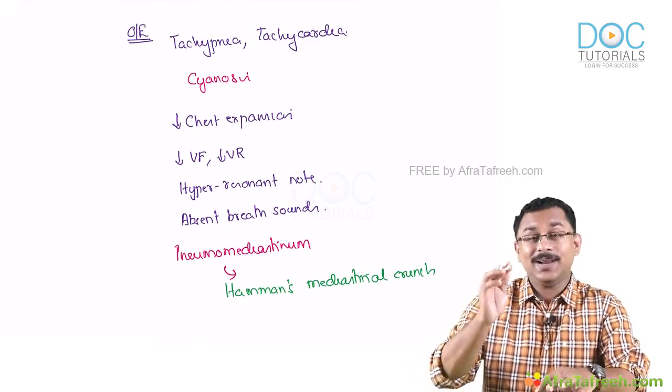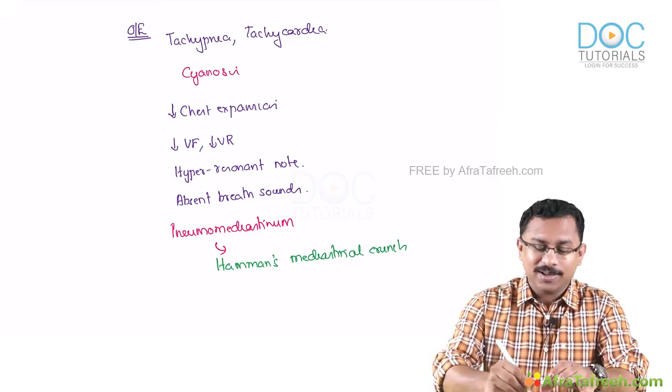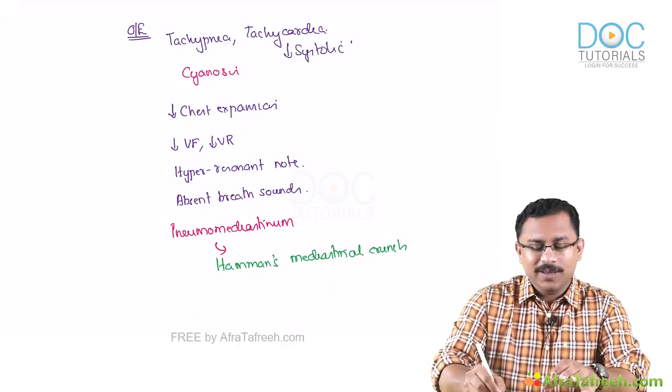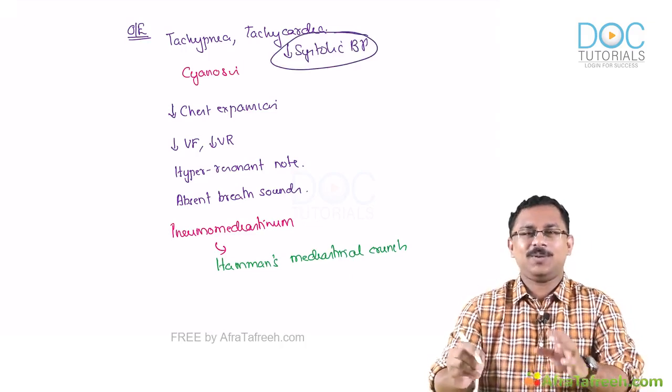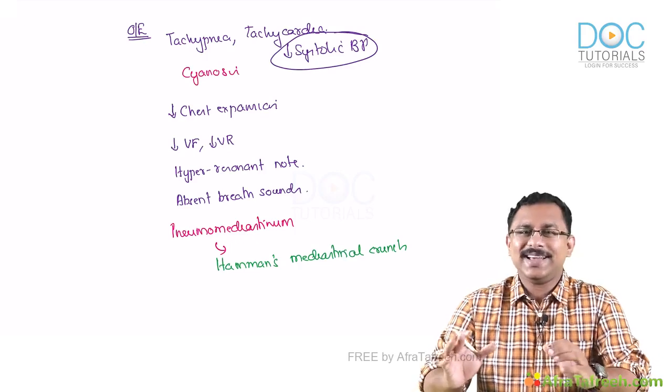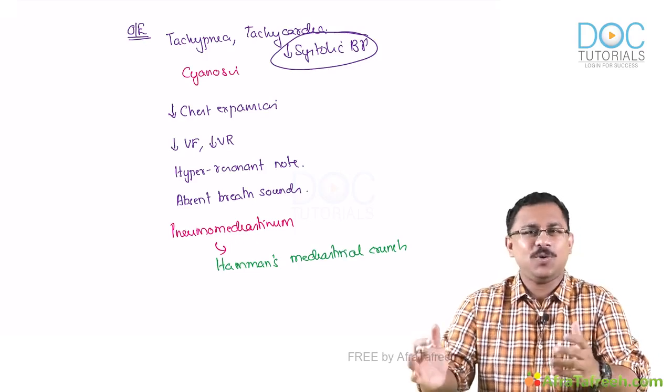And always remember, in tension pneumothorax, you may also have what? A decreased systolic BP also. That is only if there is a hemodynamic compromise. All cases of pneumothorax may not have it. So these are the examination findings that you will get in a pneumothorax.